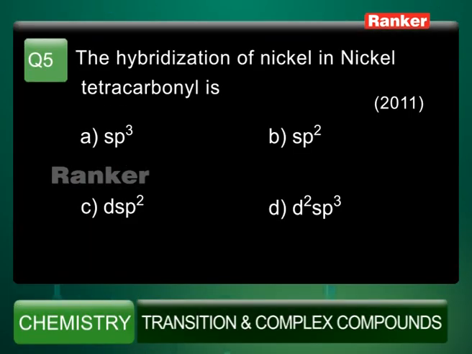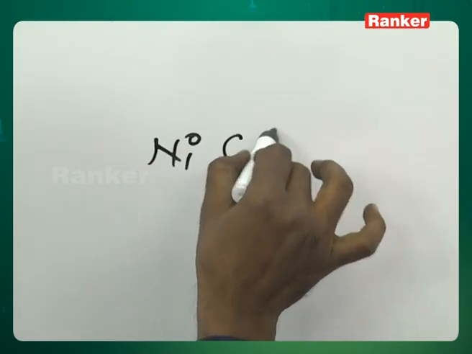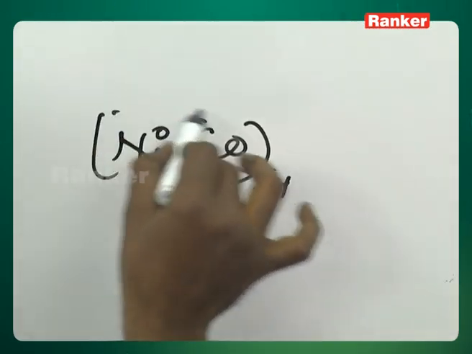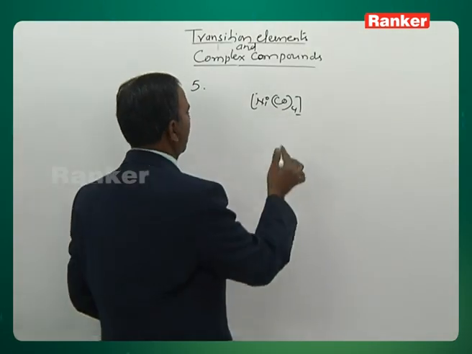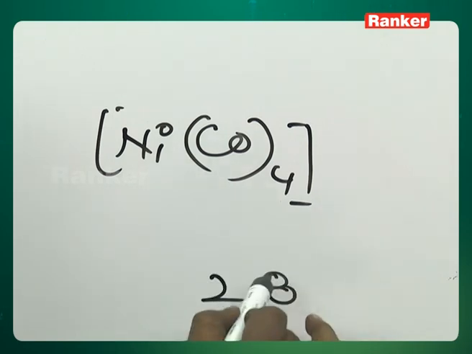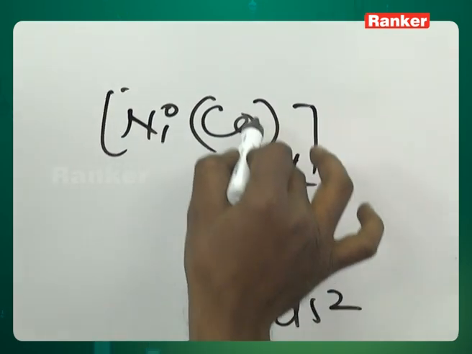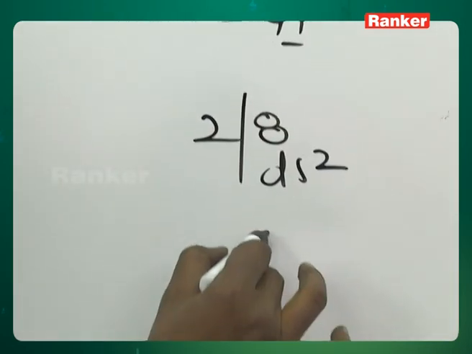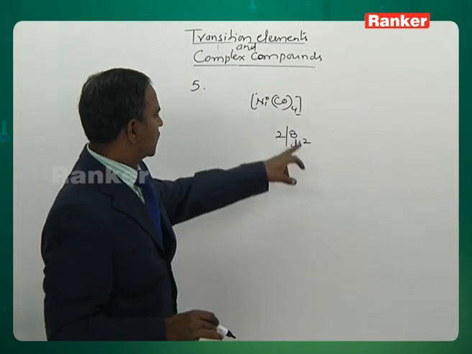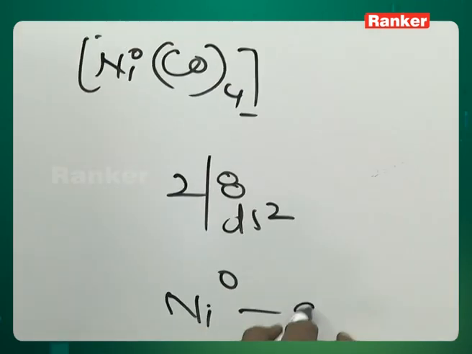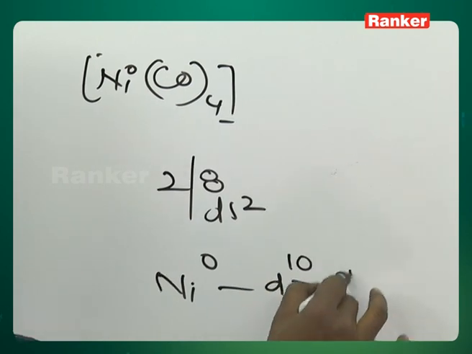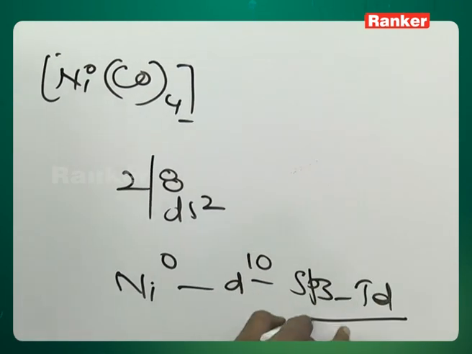Coming to question number 5. The hybridization of nickel in nickel tetracarbonyl is asked. We have thoroughly discussed this particular complex in our discussion of complex compounds. What is nickel? 28, which means 3d8 4s2. In this particular complex nickel is with a 0 oxidation number. Since CO is a strong field ligand, electrons are pushed to the d orbitals. In this particular complex, d is becoming d10. Definitely it is sp3 and tetrahedral.